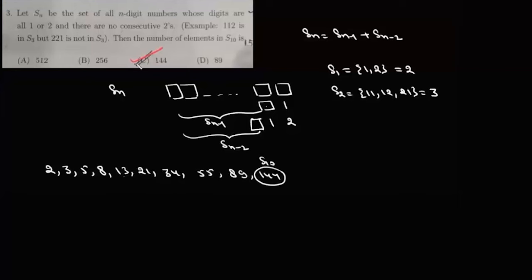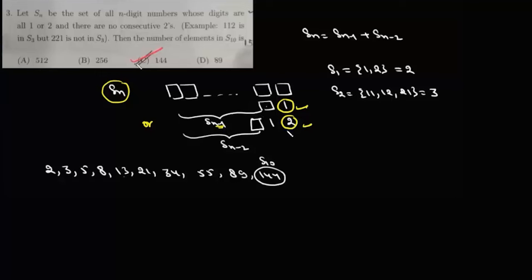Now in question number 3, it says let Sn be the set of all n-digit numbers whose digits are all 1 or 2 and there are no two consecutive 2s. Then the number of elements in S10 is. That's a very standard question in recurrence relation, and we have solved a number of questions like no consecutive heads. So if we look at this, Sn will have n digits. The last digit could be either 1 or 2, so there are only two cases. If it is 1, then there is no restriction. So the problem reduces to arrangements of 1 and 2 in the remaining n-1 places, which is Sn-1.